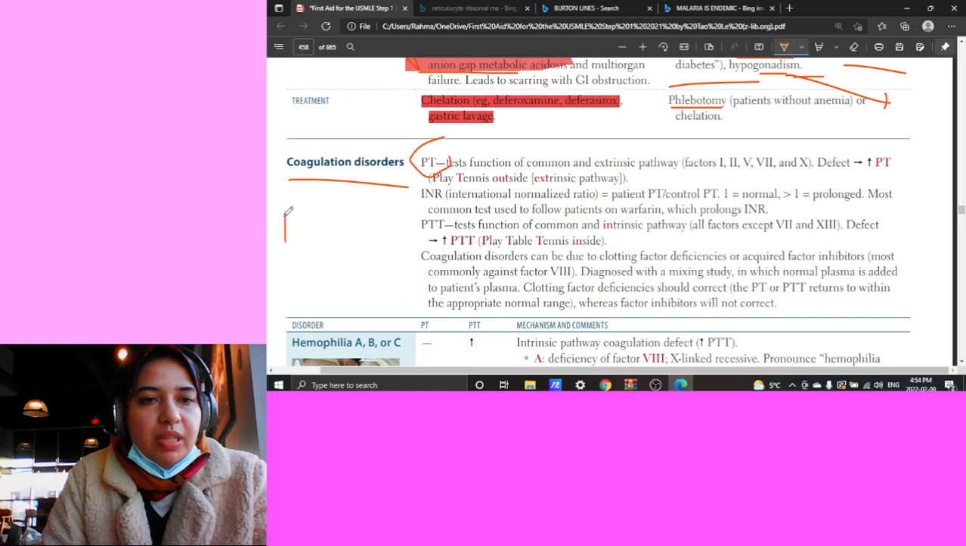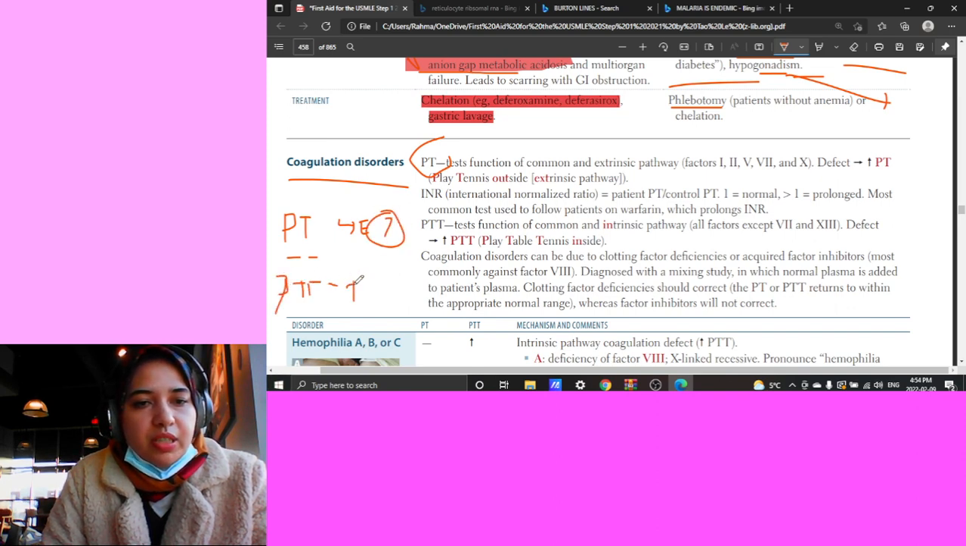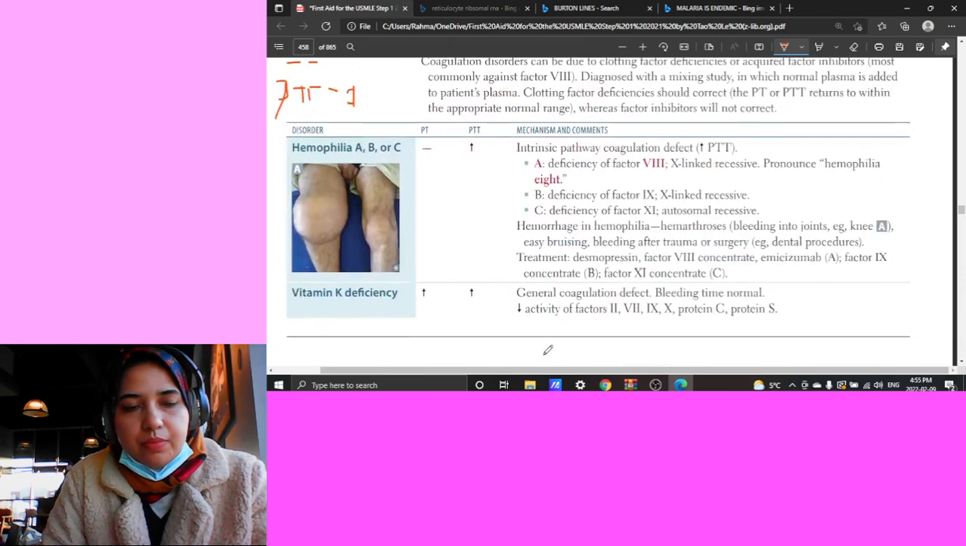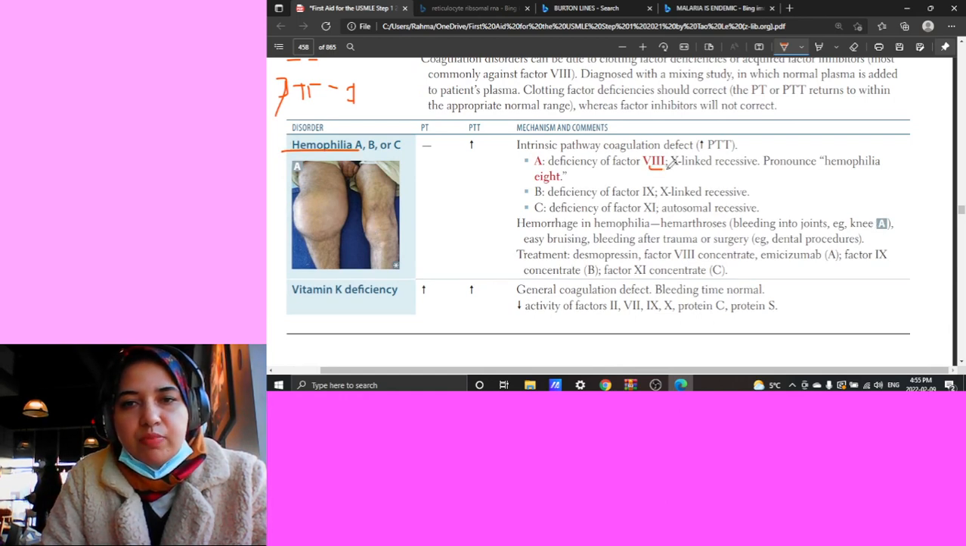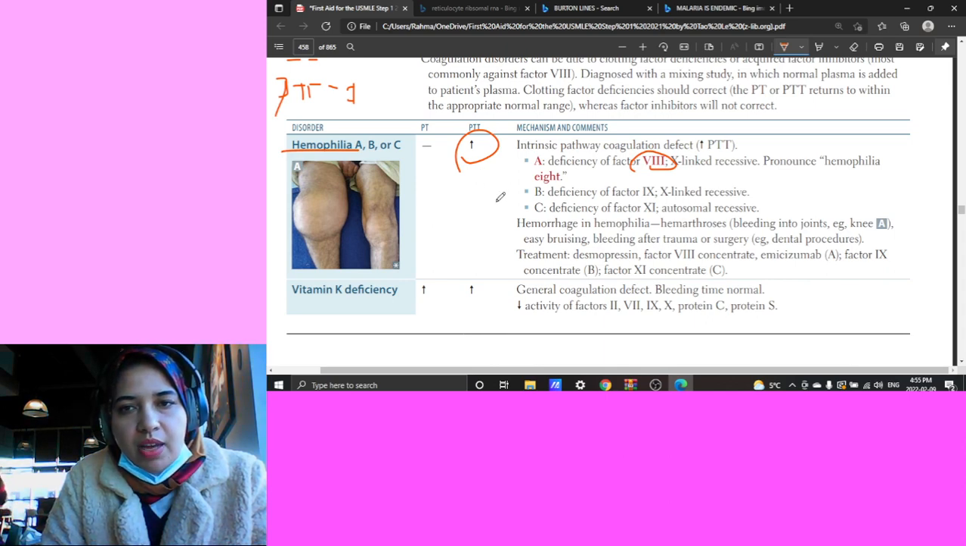Coagulation disorders. We said PT. Remember, PT, you are playing tennis, so that is the extrinsic system. This is factor 7. And then you have PTT, which is the intrinsic system, all the other stuff. PTT for intrinsic pathway, PT for extrinsic pathway. Hemophilia is an issue with factor 8, mostly, if you just want to remember that. Factor 8, so factor 8 is intrinsic system, correct? So PTT, what is elevated? Then you're going to have the other types, which are either factor 9 deficiency or factor 11 deficiency.